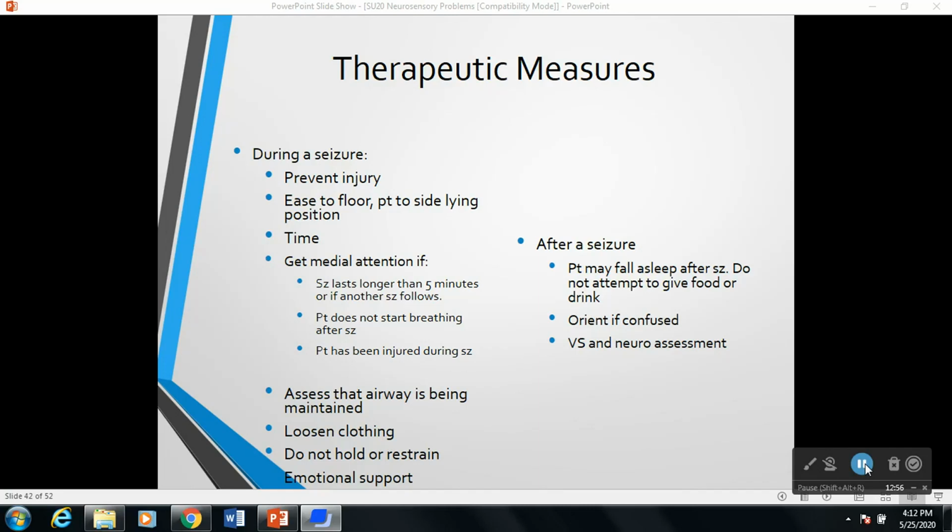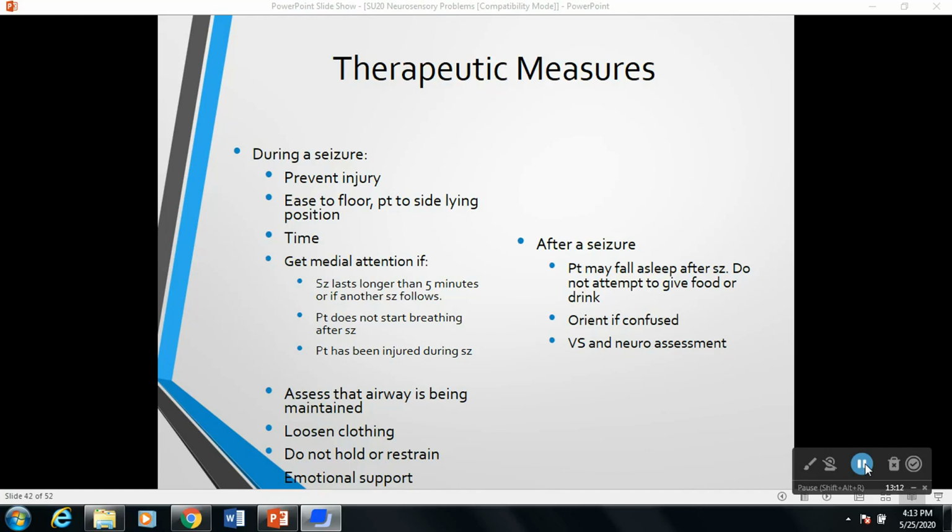It's really important as a nurse that you time the seizure. The minute that the patient is having a seizure, you go ahead and look at your watch and time it there. There may be instances where you walk into the room and the patient's already having a seizure, but that's okay. Just make sure you look and you notice the time.